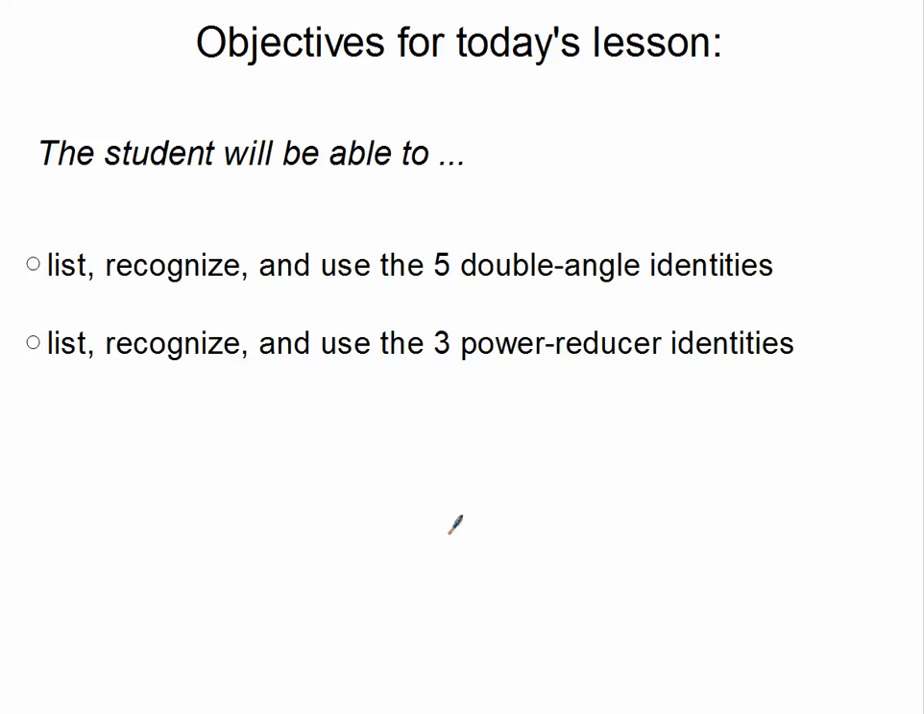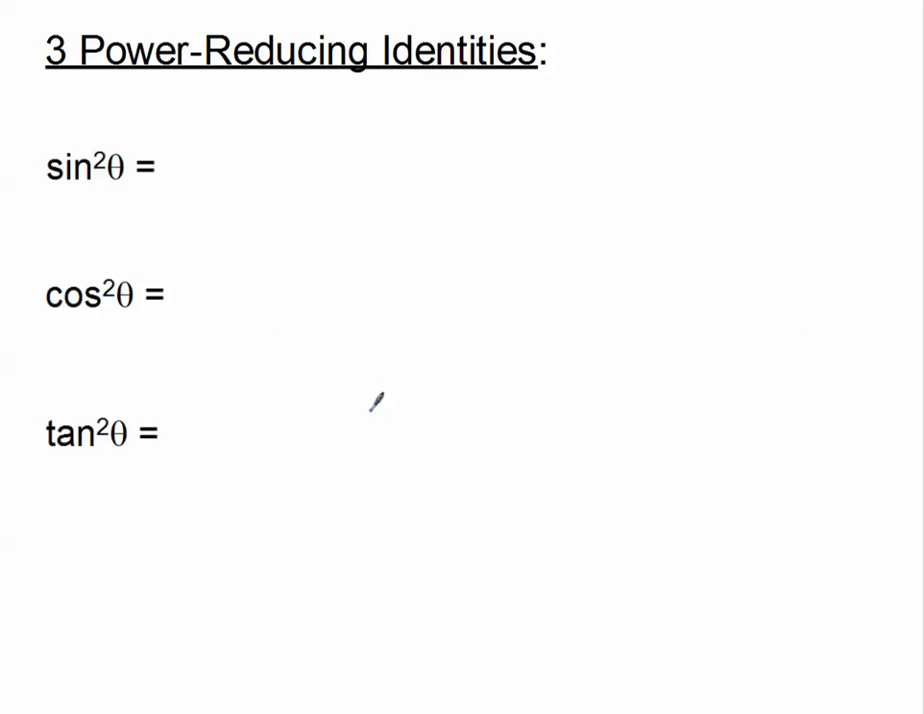And welcome to this last tutorial. In the final tutorial, we will be able to list, recognize, and use the three power reducer identities. So if you flip on over to this page of our notes, we have our final three identities, and these are the power reducer identities, or power reducing.